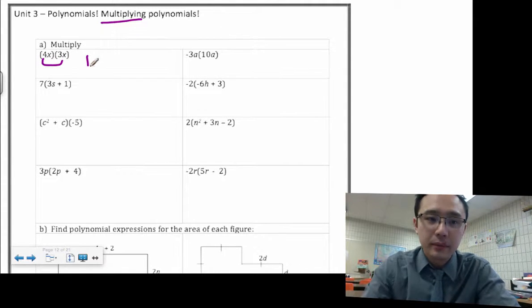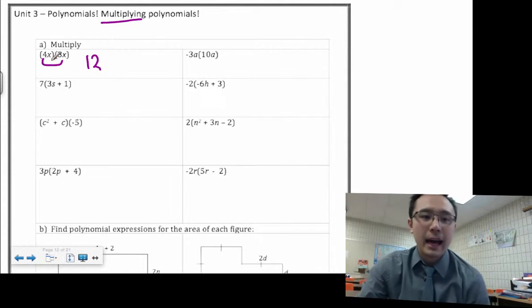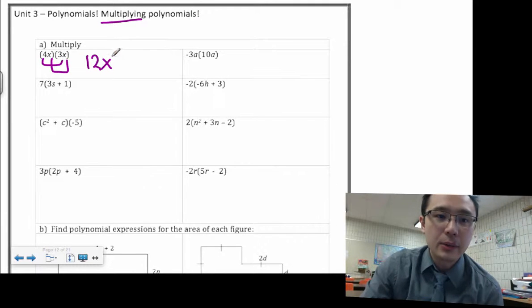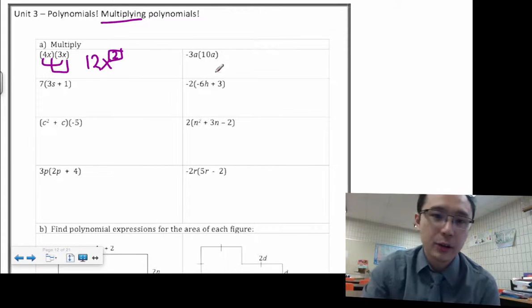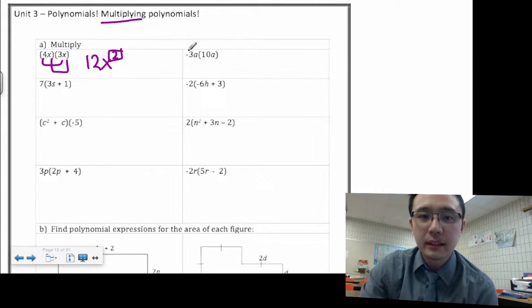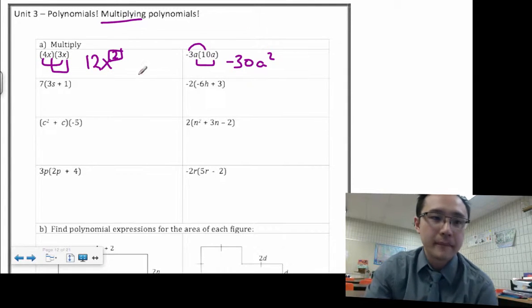The numbers are multiplied, so that's 12. x times x is x squared. Notice the exponent is added. You don't have to combine like terms here. For this one, negative 3 times 10 would be negative 30. a times a would be a squared, just like that.